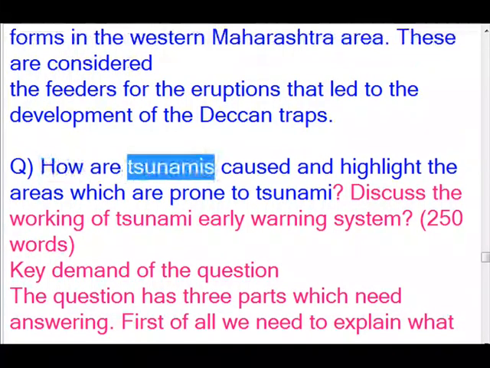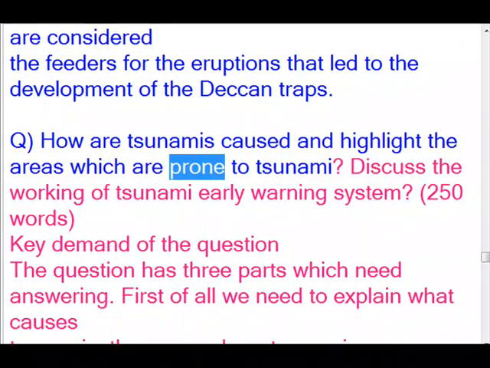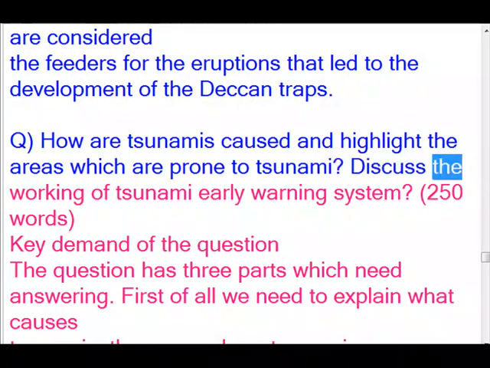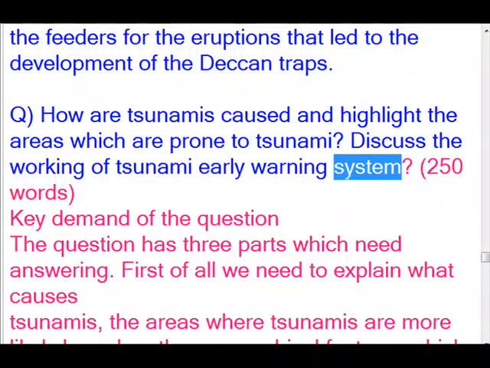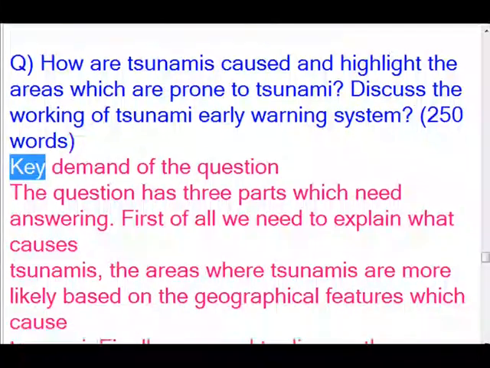Q. How are tsunamis caused and highlight the areas which are prone to tsunami. Discuss the working of tsunami early warning system. 250 words. Key demand of the question.